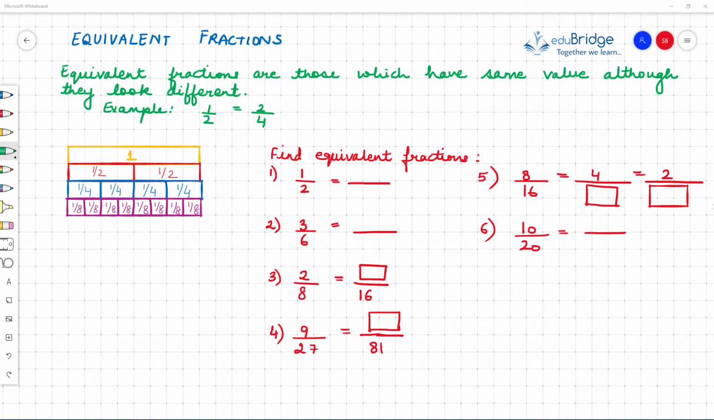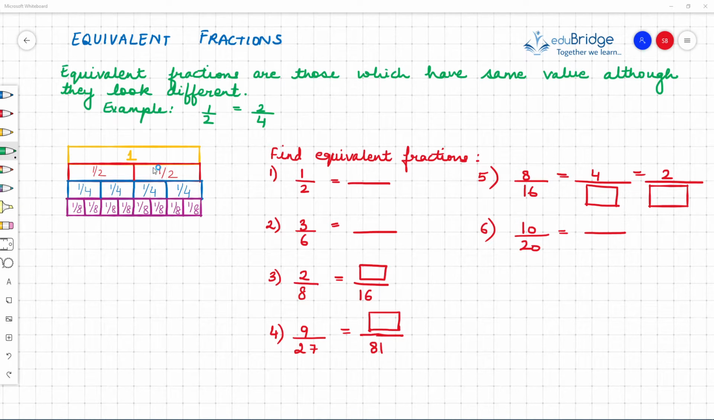Hello again. We are going to learn about equivalent fractions now. So, what are equivalent fractions? Equivalent basically means equal. So, we can say that equivalent fractions are those which have the same value although they look different. So, what does this mean?